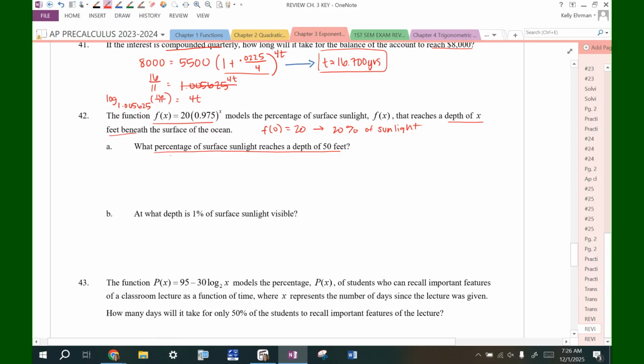So when I want to figure out the percentage, or if I want to set it equal to a percentage, I'm not going to set the equation equal to 0.01. I'm going to set it equal to 1. So anyway, this is just asking me to plug in 50 for x. So f of 50, let's see what that's equal to.